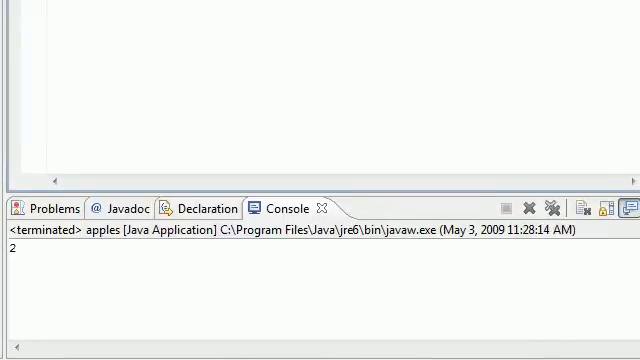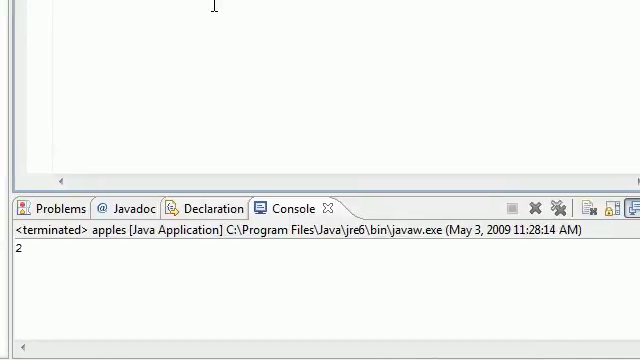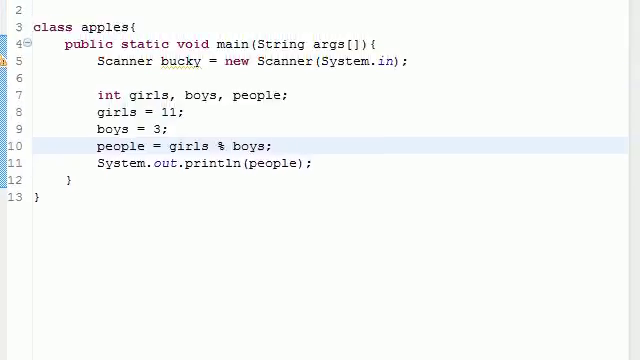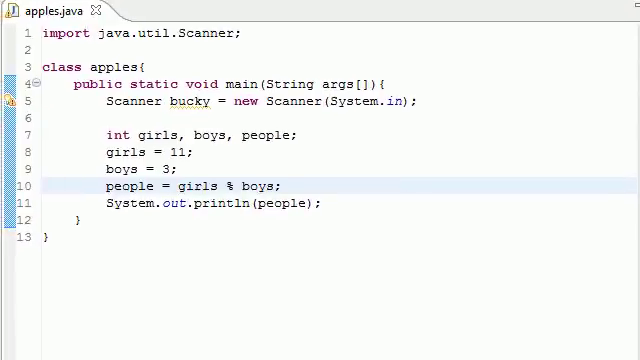It says 2. The modulus, if you remember from math class, is another way of finding the remainder. So again, when you divide 11 by 3, you get 3, which 3 times 3 is 9, but you have 2 left over. So that's where that 2 comes from. Whatever's left over is the modulus. So that's how you can use the modulus along with int to find the exact value.